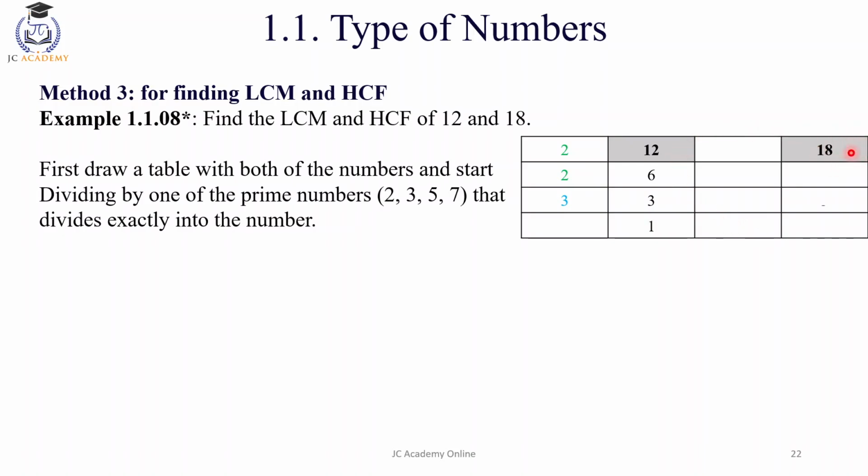Let's do the same thing with the number 18. Let's start with the first number. So 18 divided by 2, does it divide exactly? Yes, it does. So 18 divided by 2 is equal to 9 with no remainders. Let's do it again. Let's do 9 divided by 2. Well, 9 divided by 2 leaves remainders, so we can't use 2. Let's try the next number, which is 3. So 9 divided by 3 is equal to 3.